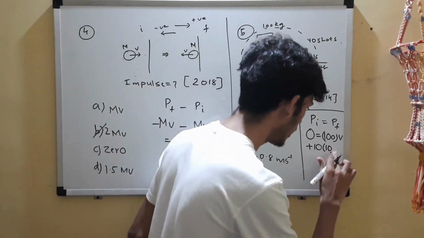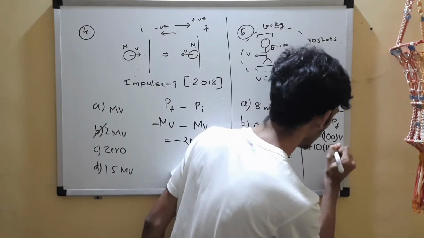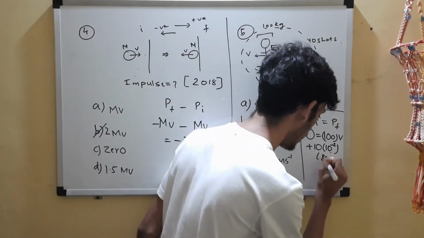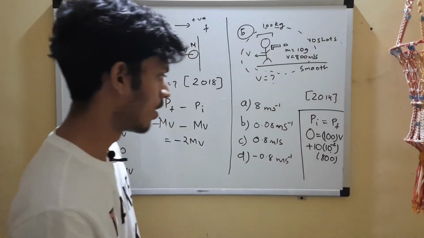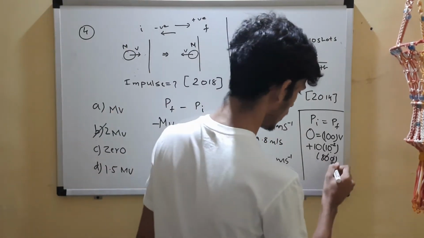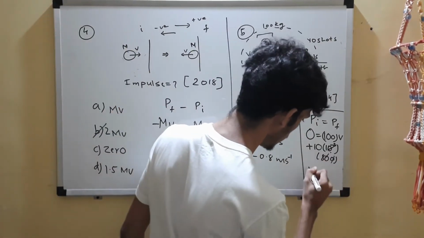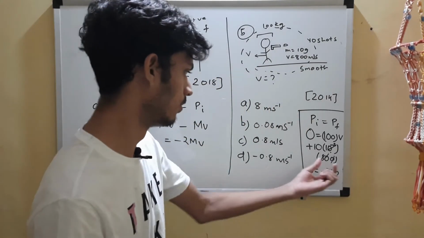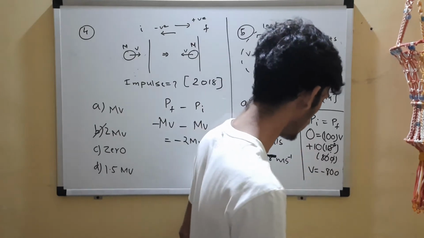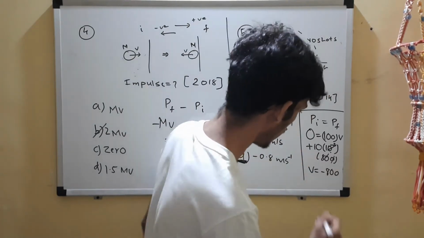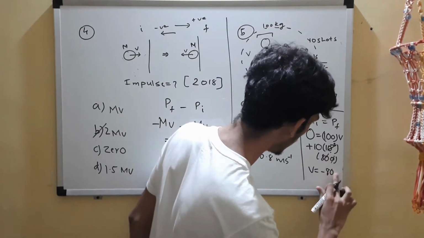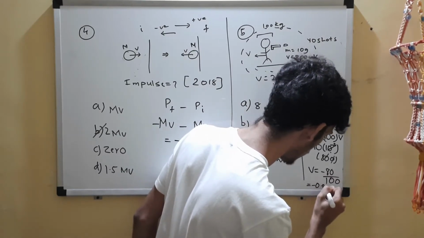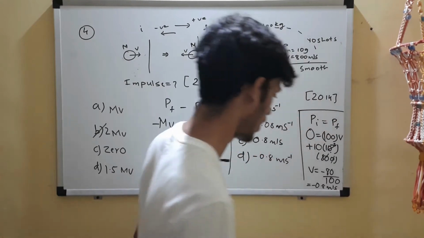Now the mass of the bullet is in grams, so be careful. So this is in kgs, and you have 800 over here. So this and this will get cancelled. You can see that v will be minus 80 upon 100. So that will be minus 0.8 meters per second.